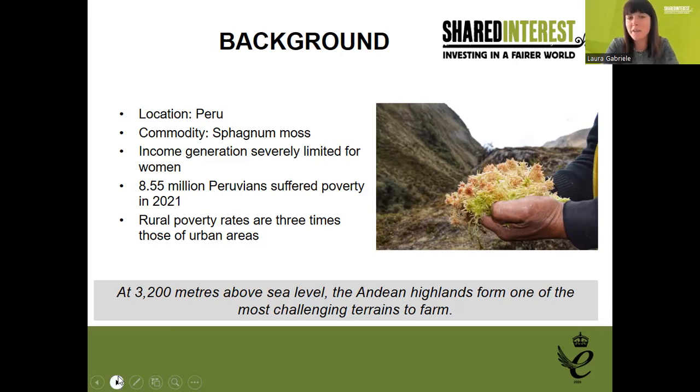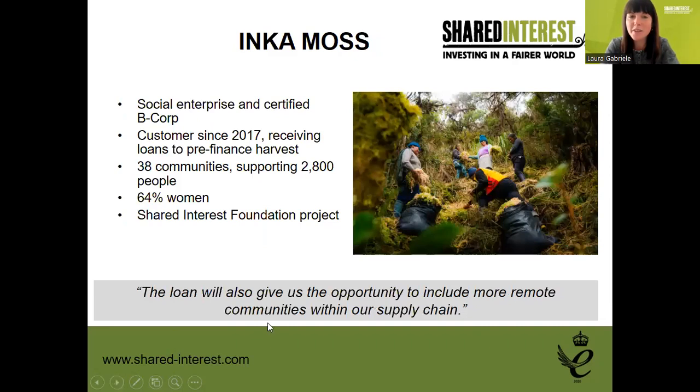So that's where sphagnum moss comes in. This white moss grows wild in the Andean highlands. However, many of these communities prior to Inca Moss really saw this moss that covered their landscape as a nuisance. And traditionally, they burnt it away to clear the land for planting traditional crops such as potatoes.